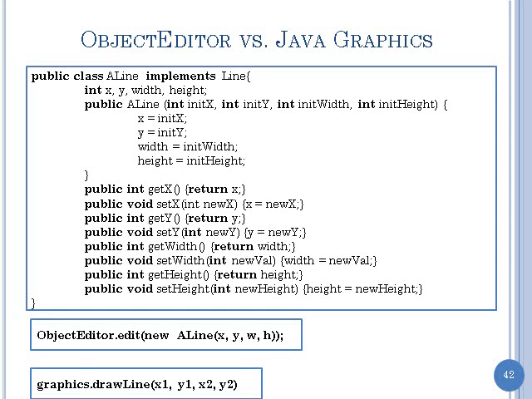Okay. How many of you in your previous classes have drawn graphics on the screen using Java? Okay, lots of you. So, Object Editor lets you draw a line. You guys have drawn lines before. What do you think is the difference between what you're seeing here and what you've done there?